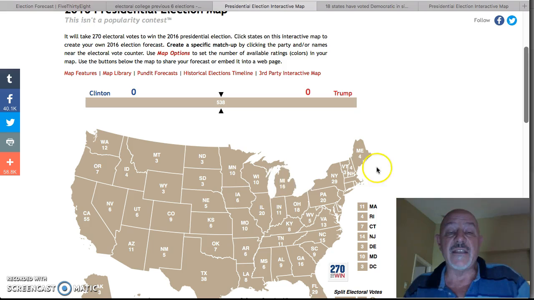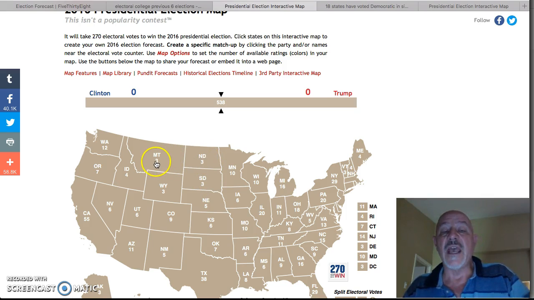Now we have several states that have the lowest possible number. We have Montana, Wyoming, South Dakota, and North Dakota. Each one of these has a vote of 3, which means that they have 2 senators and 1 congressional representative. We add that up, we come up with 3. So if the presidential nominee of either party wins that state, then we are going to put a 3 in the plus column for that particular nominee.